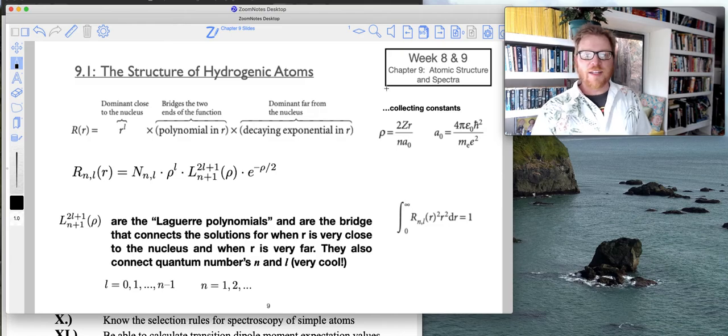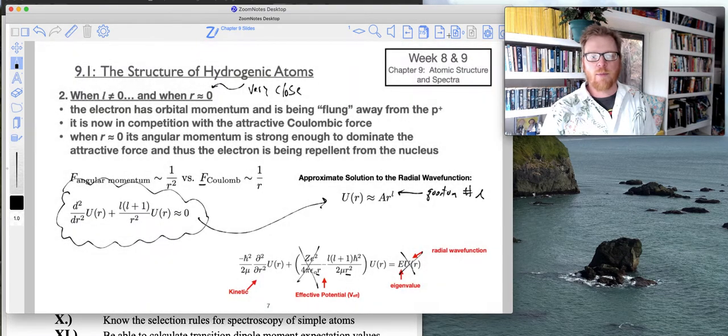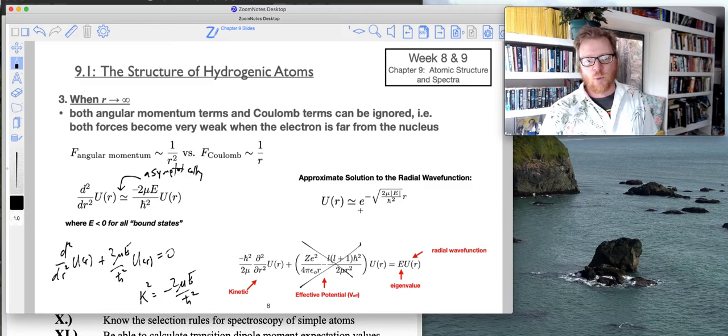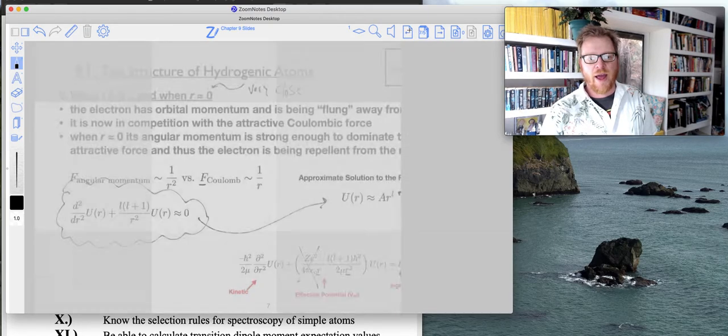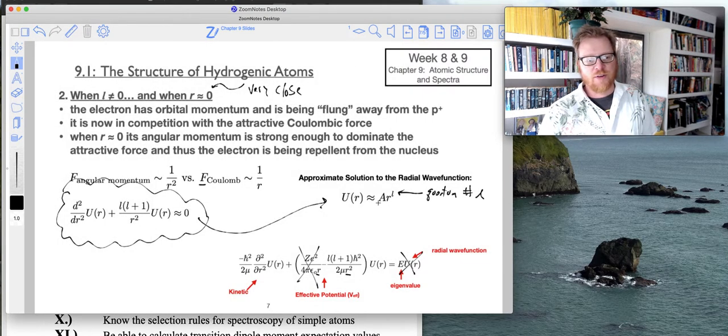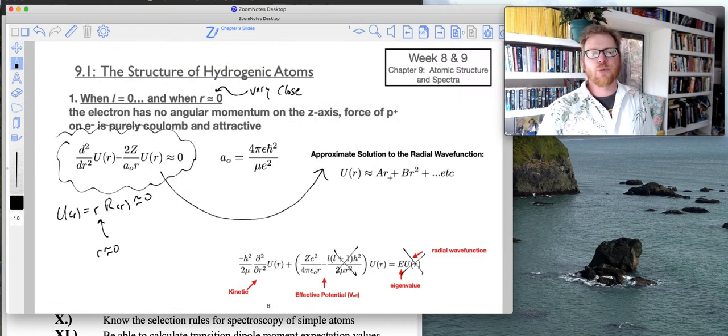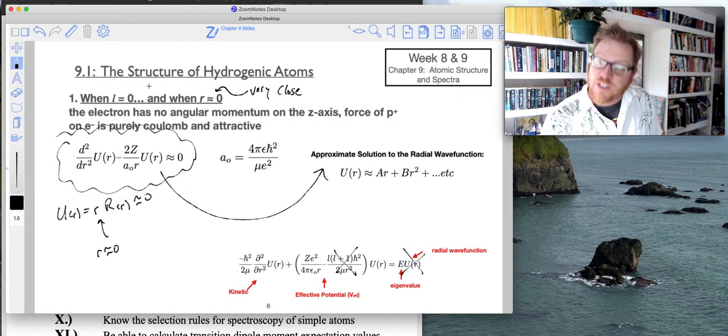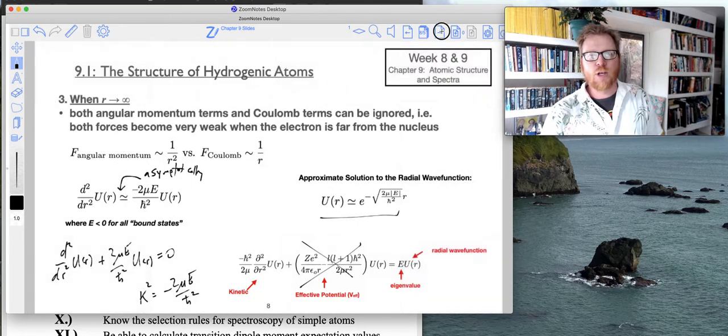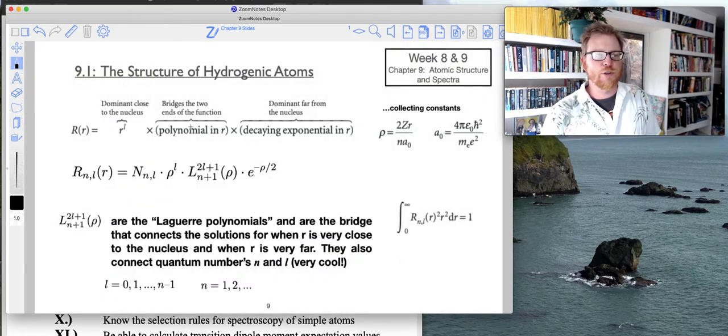So we're going to put all of these approximate solutions together. We've come up with 3 approximate solutions. 1, when the electron is very far away. 2, when the electron is very close, but it has angular momentum. 3, when the electron is very close, but it has no angular momentum. Okay? So when we put all 3 of those solutions together, we get something that looks like this. We're going to remember we've got u of r equals r times, let's see, what did I say? Oops. It's supposed to be r times R of r.